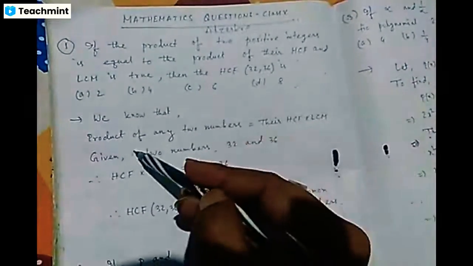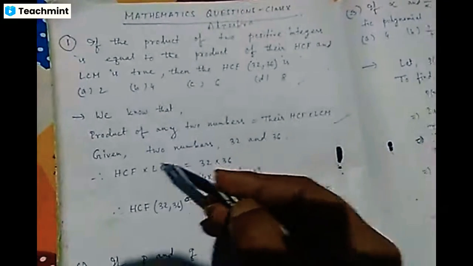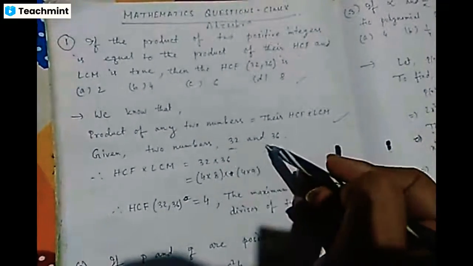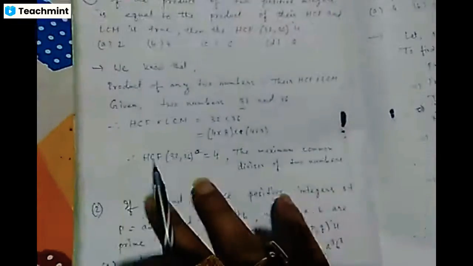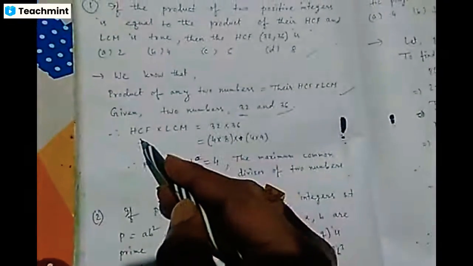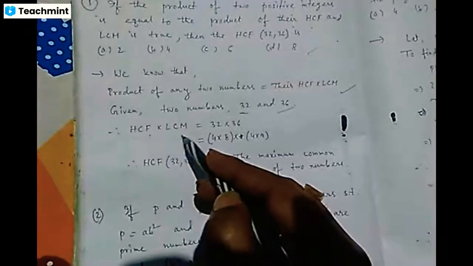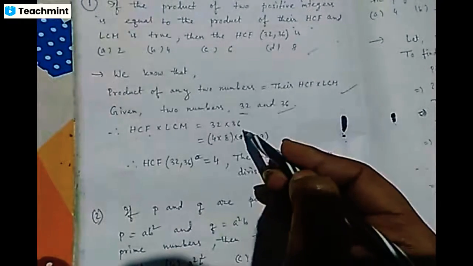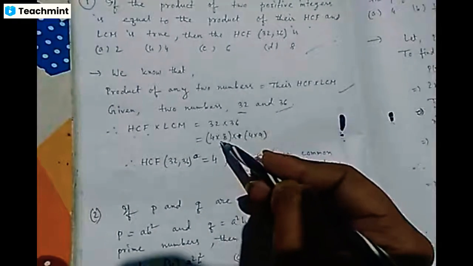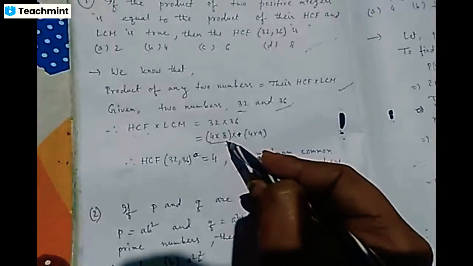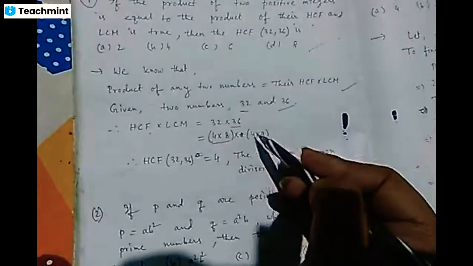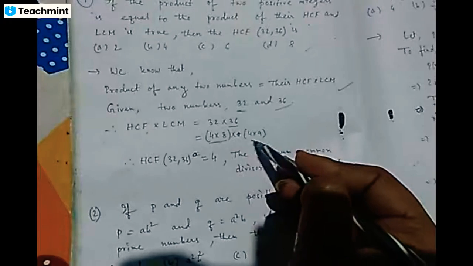So we know that the product of any two numbers is equal to their highest common factor multiplied by their least common multiple. We are given that the two numbers are 32 and 36. So how can we find it out? We can write highest common factor multiplied by least common multiple is equal to 32 multiplied by 36. 32 can be factorized as 4 multiplied by 8, and 36 as 4 multiplied by 9.